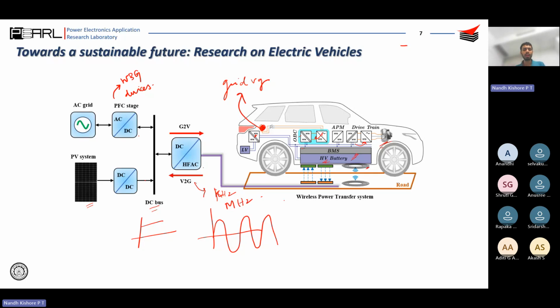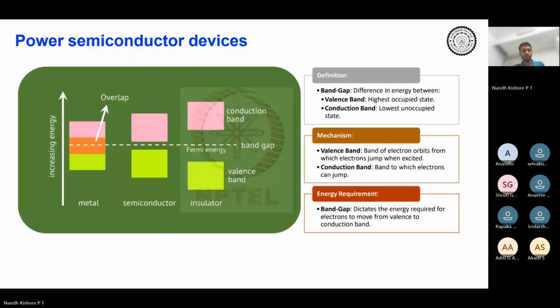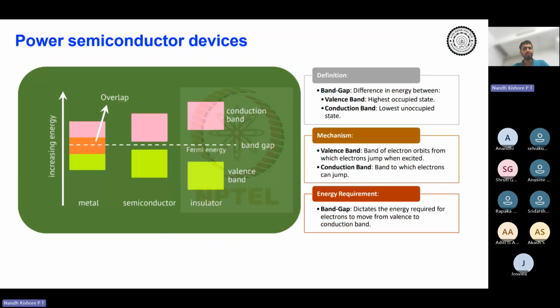So in all of these power converters, you will be using these devices, and the industry is slowly gravitating towards WBG devices. Okay, fine. So these are just some slides that I took from the lecture courses, just to start it off. So you have the metal, semiconductor and insulator, and obviously the difference between them is the band gap, right?